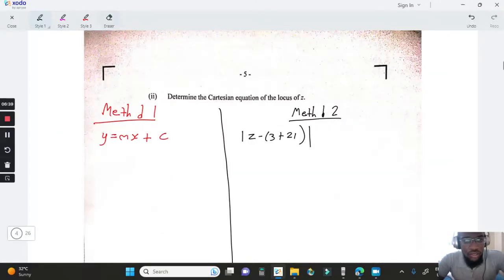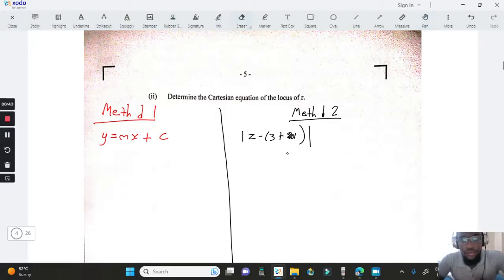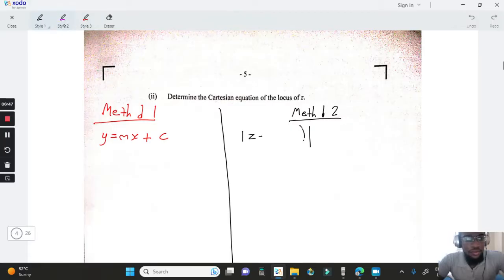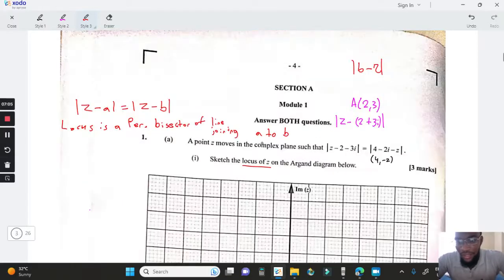Actually, 2 plus 3i. 2 plus 3i. I don't know if with the earphone I'm hearing myself so well, so I'm going to remove the earphone. 2 plus 3i. Alright, so yes, I'm hearing myself a little bit better. I wasn't hearing so well.